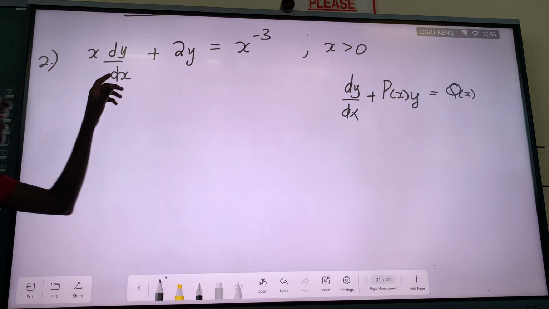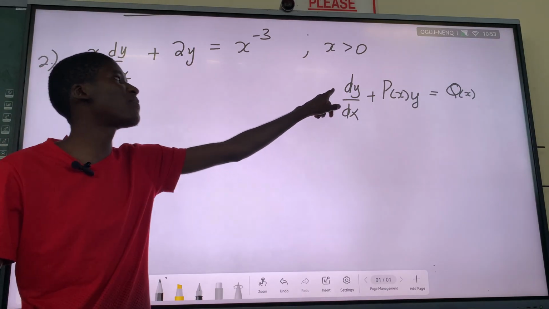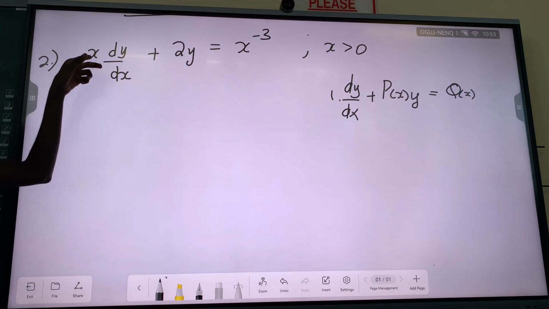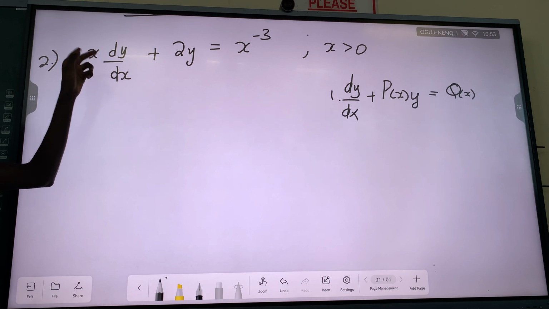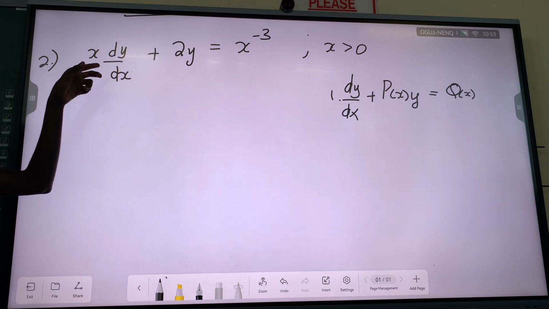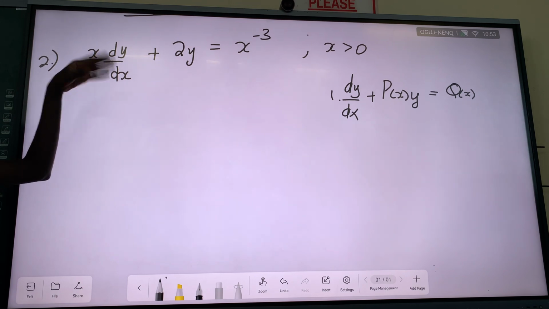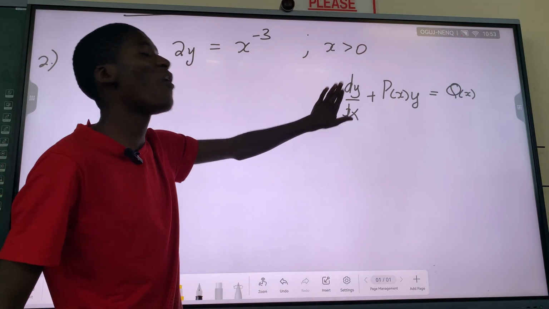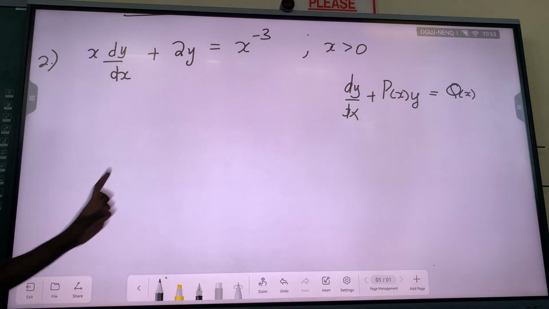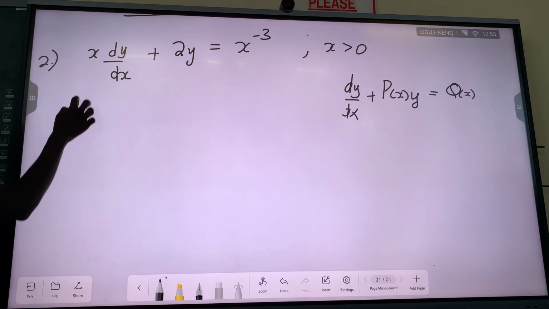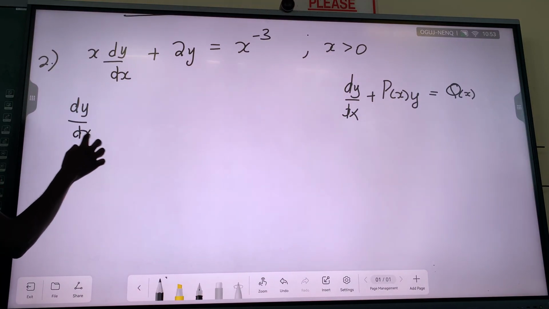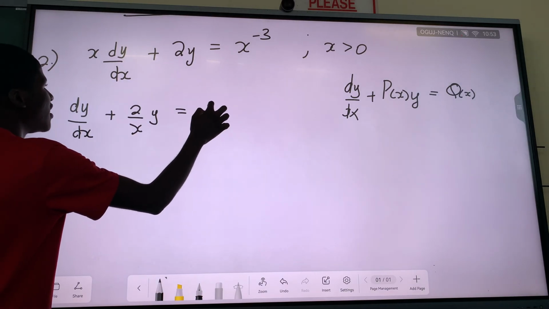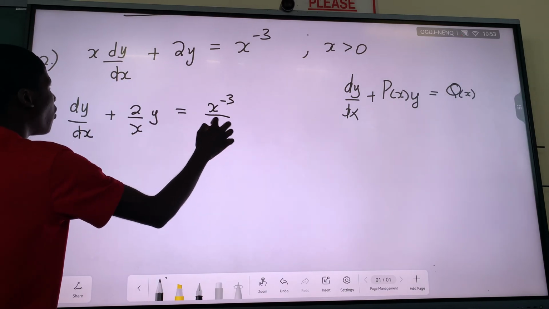Let's see. Do we have dy/dx multiplied by 1 here? No. We have dy/dx multiplied by what? By x. So what is the problem here? That x. What do we do with it? Divide by it, so that we are left with only 1. We want dy/dx multiplied by what? By 1. Now we are doing well. So this is dy/dx plus 2 over x y is equals to x to the power minus 3 over x.